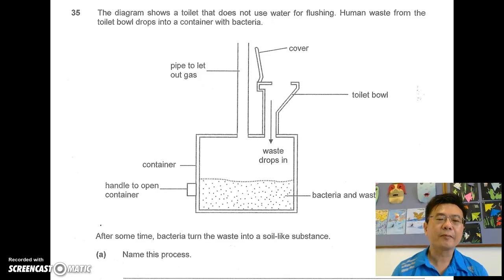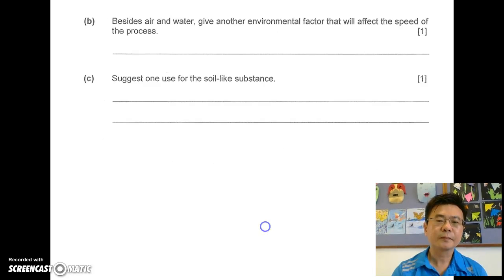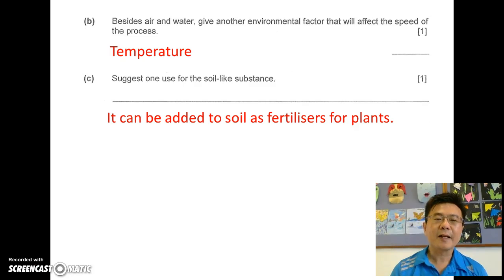Question 35. Name this process. The process is known as decomposition. Besides air and water, give another environmental factor that will affect the speed of the process. The other factor is temperature or warmth, since all living things need air, water and warmth to survive. Suggest one use for the soil-like substance. It can be added to soil as fertilizer for plants.